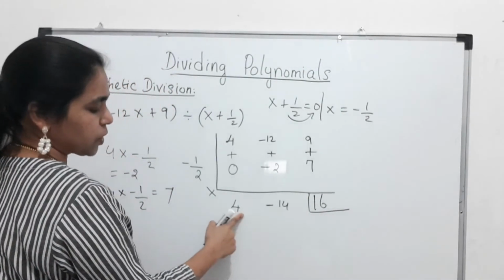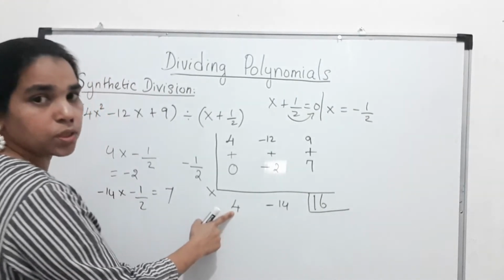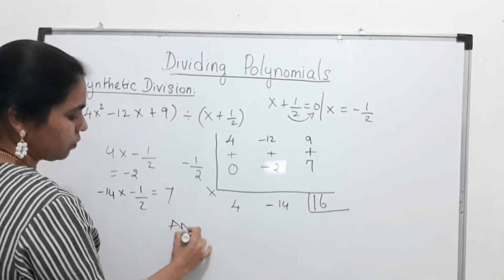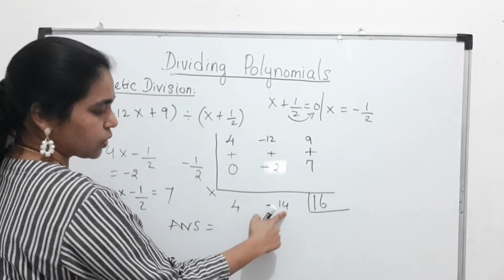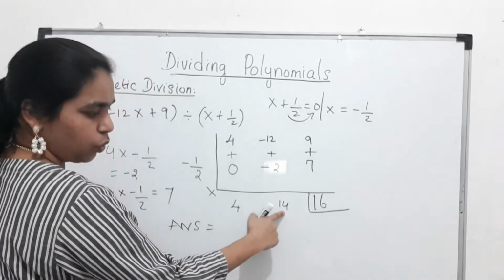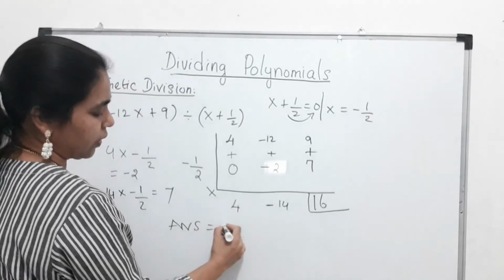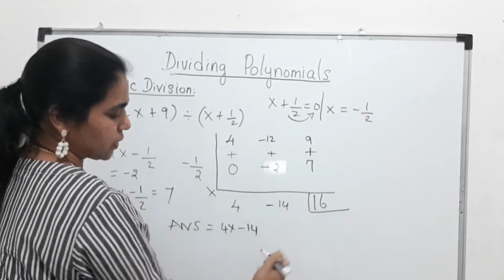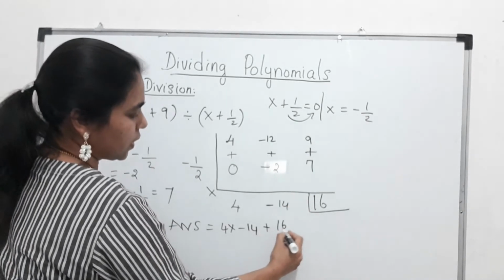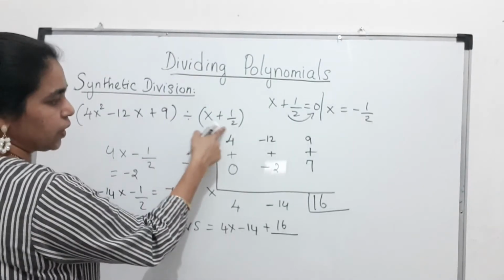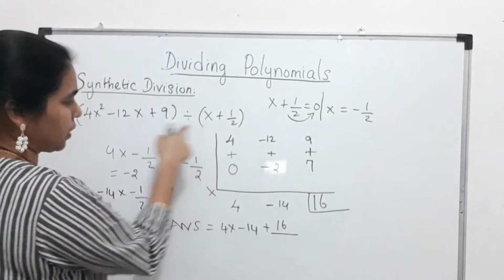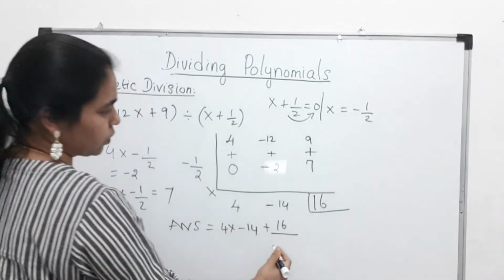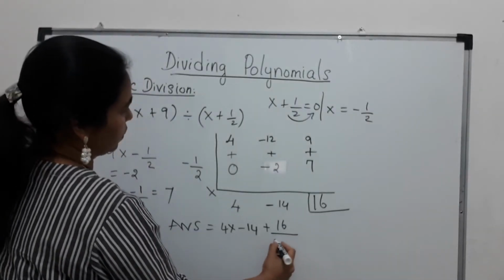Okay, so the quotient must be written using these two numbers, 4 and negative 14. So the answer is equal to, this is a constant term, no x here, and this is the x term. So you can write this as 4x minus 14, and then plus 16. So you have to write plus 16 over whatever you are dividing it by. So this is the divisor. This polynomial is the dividend, and this is the divisor. So you have to write the divisor below 16, which is x plus half.